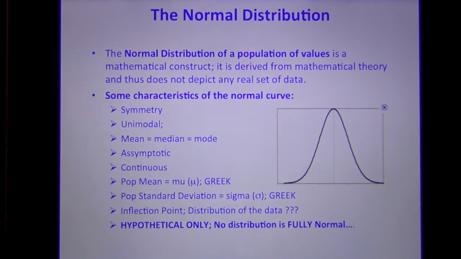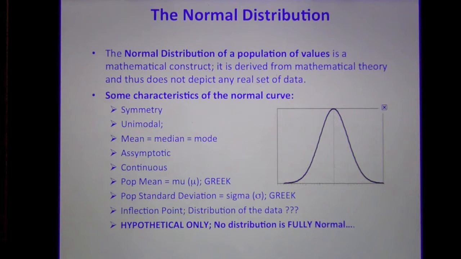This is a classic normal curve just drawn. It's a population of values. It's a mathematical construct. It's not actually anybody's real data. It's perfect. All the data fall on the line, if you will. It has a lot of characteristics. It is symmetrical. It's unimodal. It has just one mode. It's also the case the mean is equal to the median is equal to the mode.